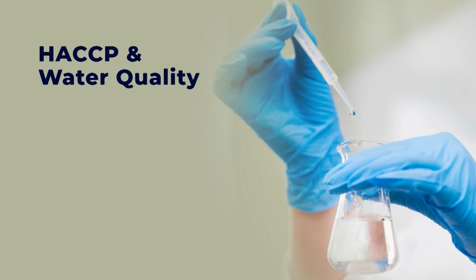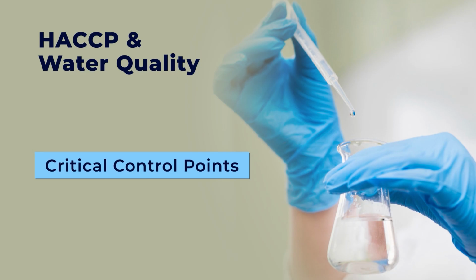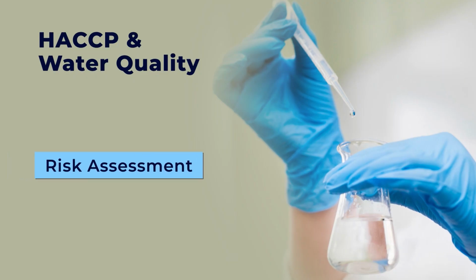Now, how can we control the water quality in our food processing system? Make it a critical control point. When we say a critical control point, monitoring will be there. We can also do a risk assessment of what the potential hazards related to water quality are and how we can prevent them.